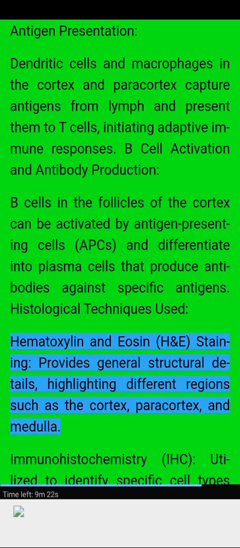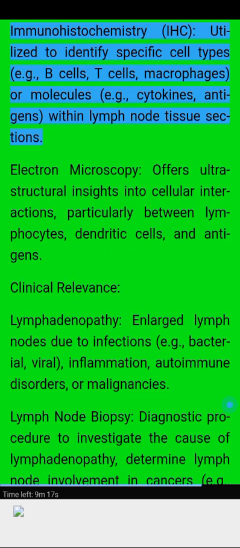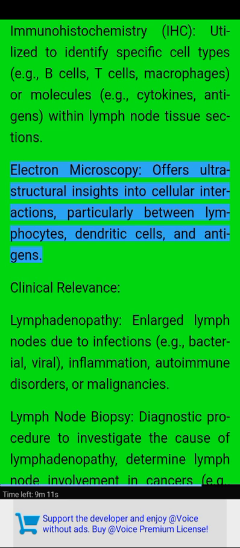Histological techniques used. Hematoxylin and eosin (H&E) staining provides general structural details, highlighting different regions such as the cortex, paracortex, and medulla. Immunohistochemistry (IHC) is utilized to identify specific cell types, e.g., B cells, T cells, macrophages, or molecules, e.g., cytokines, antigens, within lymph node tissue sections. Electron microscopy offers ultrastructural insights into cellular interactions, particularly between lymphocytes, dendritic cells, and antigens.